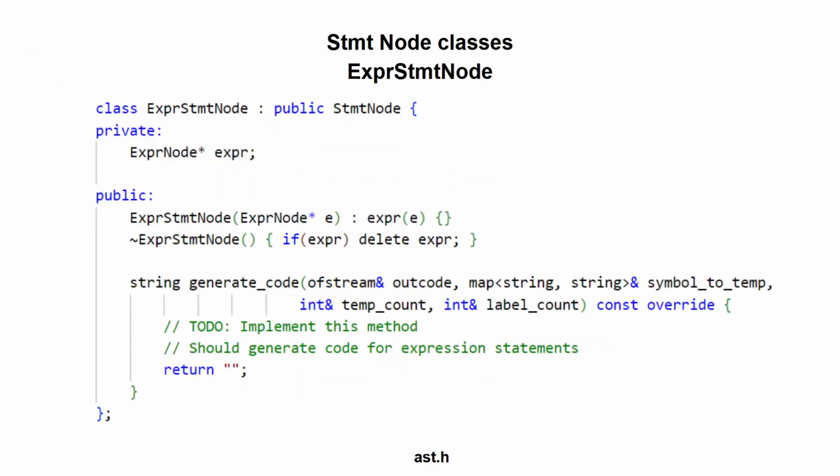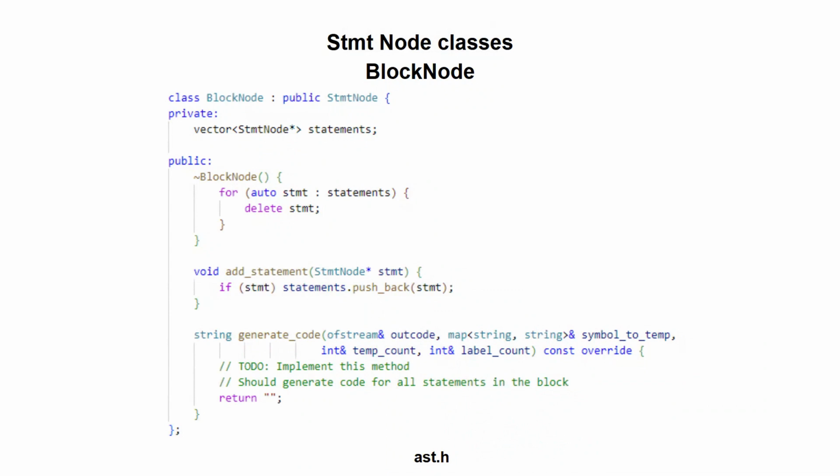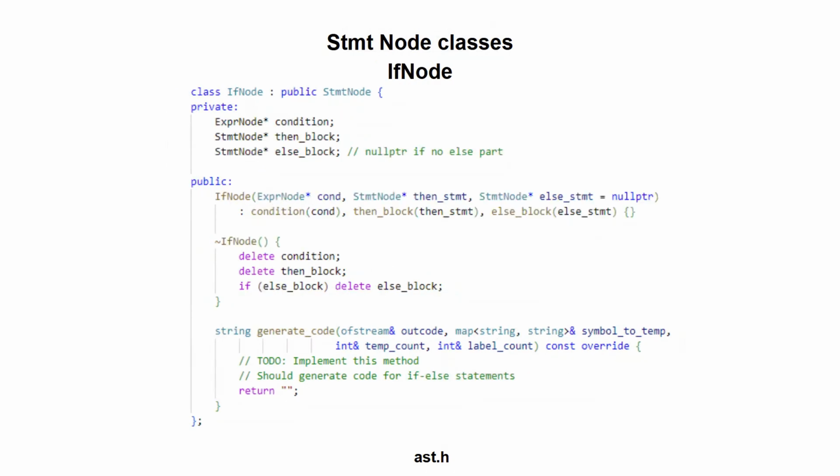Now let's have a detailed look at all the statement node classes. Firstly, you have the expr statement node class, which wraps expressions that are used as statements. Then you have the block node class, which represents compound statements. It contains a list of statements and generates code for each statement in sequence. After that, you have to design the ifNode class, which represents conditional statements and generates conditional jumps and labels. This class should handle both if-then and if-then-else statements.